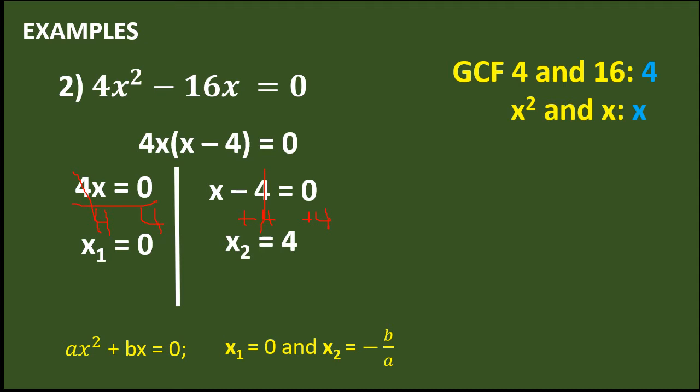So all you have to do is substitute. Our a is 4, and our b is negative 16. So we have negative times negative 16, we have positive 16. So this one will become 16 divided by 4. And that is equals to 4. So it is correct. Our x of 1 is 0 and our x of 2 is 4.